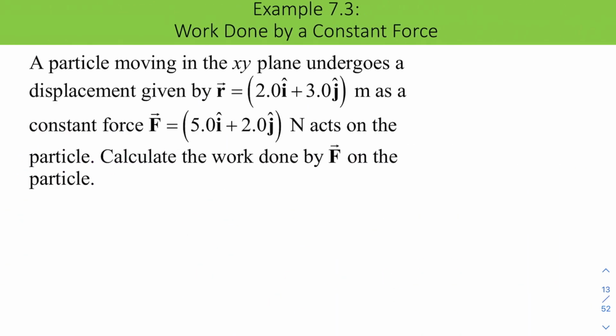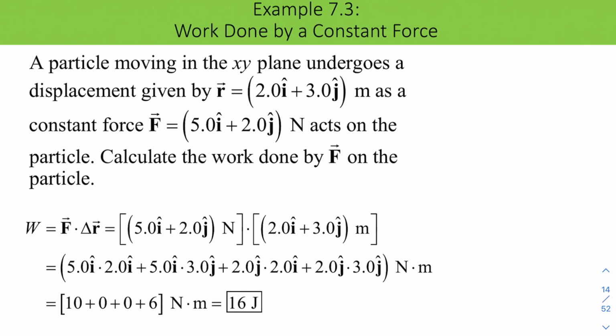7.3, work done by constant force. A particle moving in the xy plane undergoes a displacement given by r equivalent to this, 2I plus 3J meter, as a constant force of 5I plus 2J Newton acts on the particle. Calculate the work done by F on the particle. So given to us, the force is in terms of I and J, the position vector as well. We have to figure out the work done.